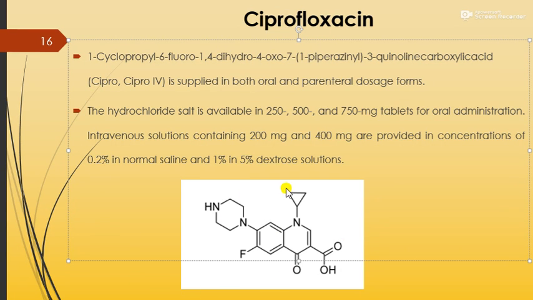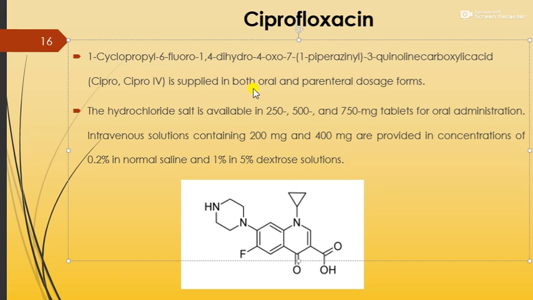What is ciprofloxacin? You can see the nomenclature: 1-cyclopropyl, 6-fluoro, 1,4-dihydro, 4-oxo, 7-(1-piperazinyl), 3-quinoline carboxylic acid. Now you can correlate this IUPAC nomenclature with the structure. 1-cyclopropyl, 6-fluoro, 1,4-dihydro, 4-oxo, 7-piperazine. This derivative is quinoline, 3-quinoline carboxylic acid.